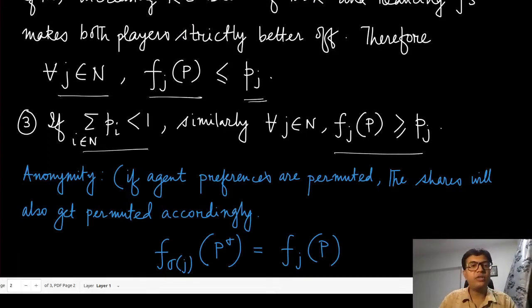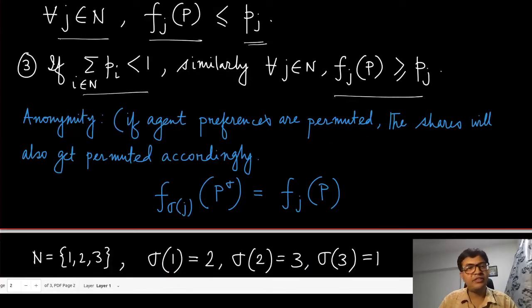Okay, so the anonymity property that we have discussed before again applies here, but here the definition of anonymity is also slightly different, as we saw in the case of Pareto efficiency in this context. So the overall idea here is that if the agent preferences are permuted, so you are permuting the names of the agents, meaning that their preferences are permuted, then anonymity says that the shares will also get permuted accordingly.